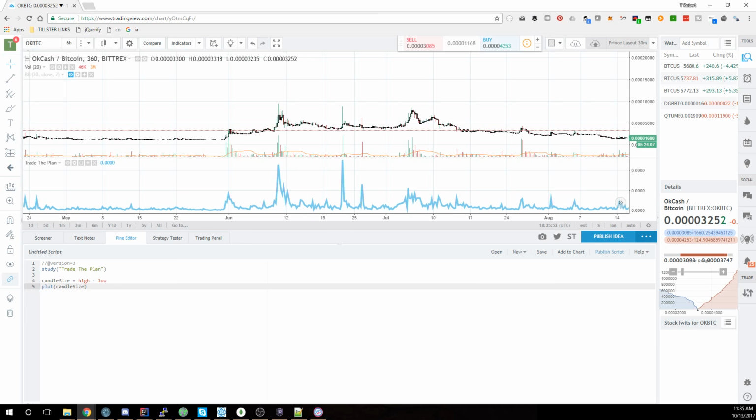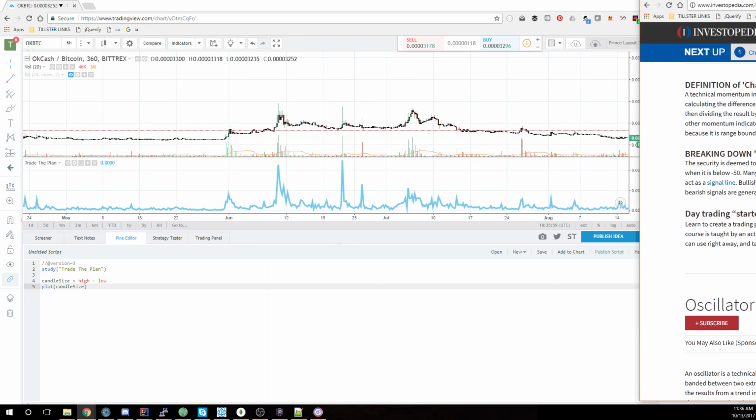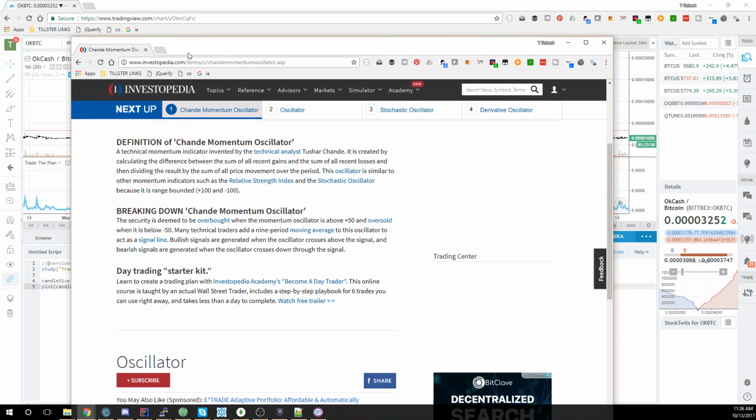Now, let's try something a little bit more advanced. Let's try what's called an oscillator. So let's study an oscillator for just one second. The technical momentum indicator invented by the technical analyst Chande is created by calculating the difference between the sum of all recent gains and the sum of all recent losses, and then dividing the result by the sum of all price movements over the period.